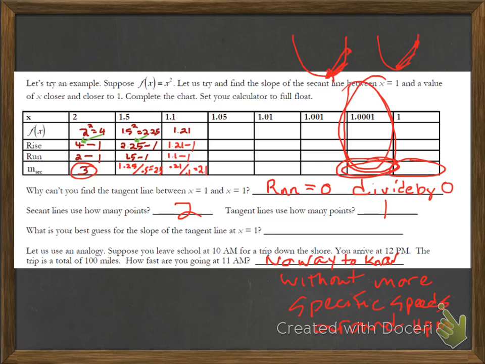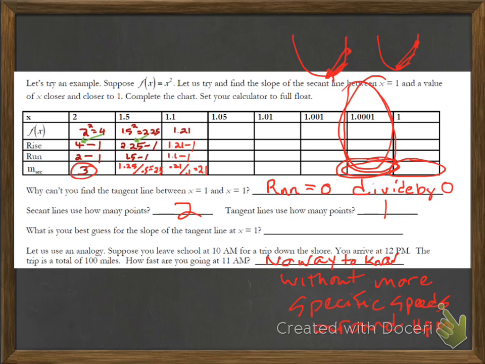And then it says here, use this analogy. Basically what it means is I can't tell you how fast I'm going at 11 a.m. unless I know a little bit more about what's going on around 11 a.m. I have to get a little bit more detailed and that's what this table's all about. So that's the general idea of this table.